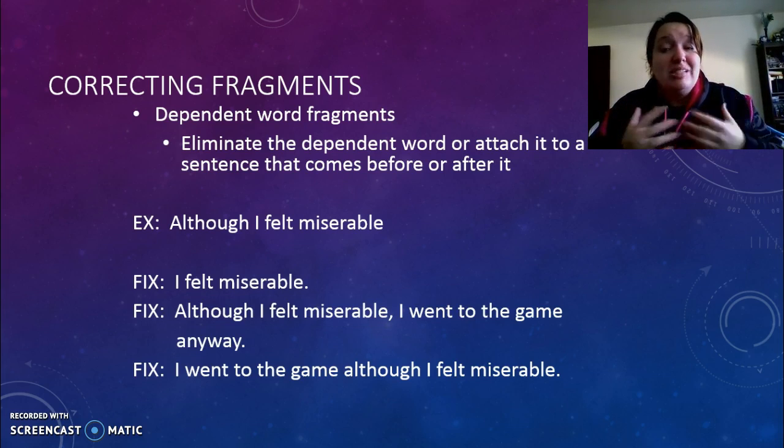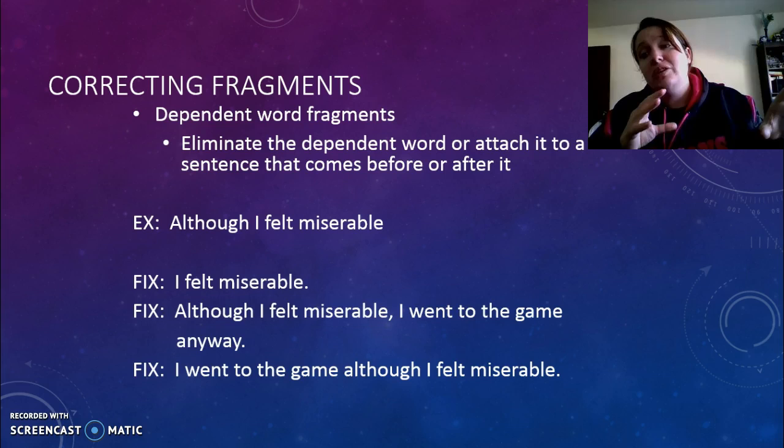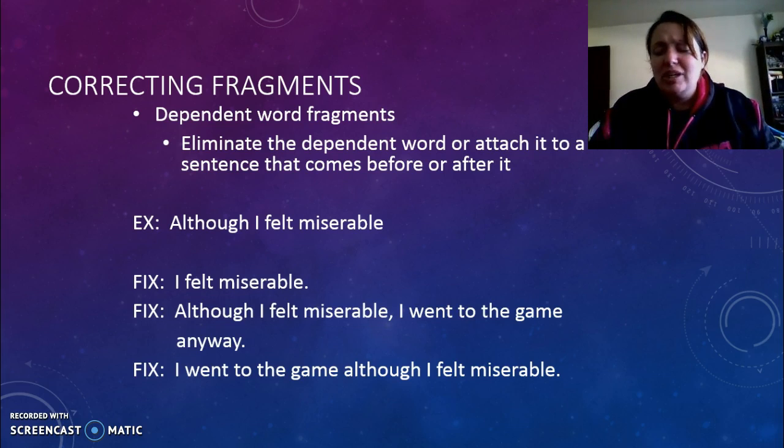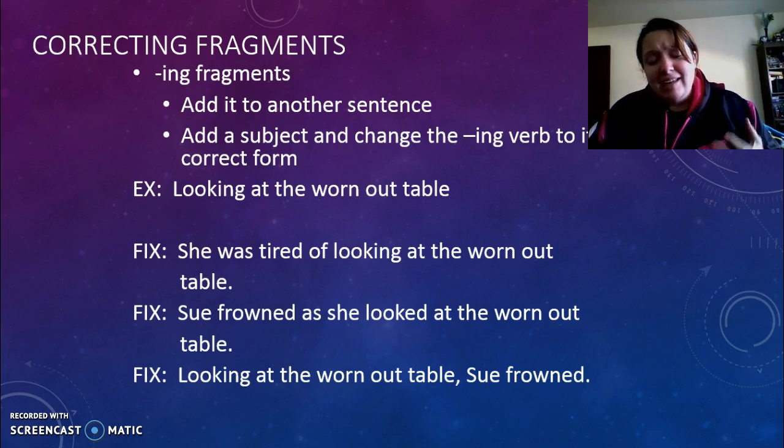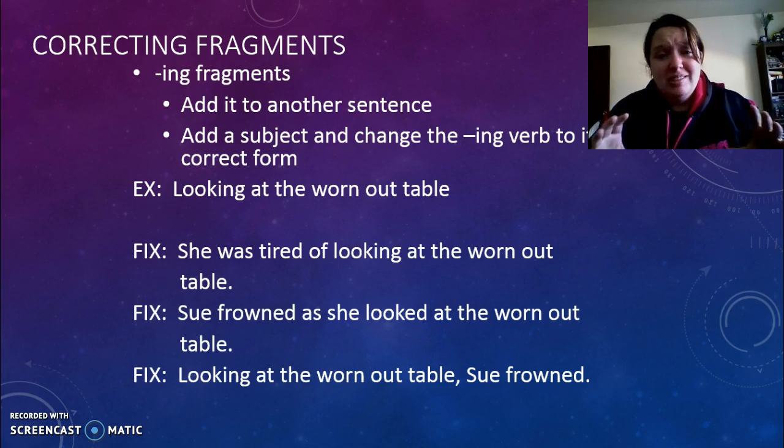A way you can fix almost any fragment is to just attach it to a complete sentence nearby as well. So sometimes that's simpler, especially if you want to keep your ideas together. Okay, sometimes you have ing fragments. INGs, those gerund words, can be really pesky, so just be careful, especially if you start out a sentence with an ing word, and make sure that you're saying exactly what you want to say. The easiest way to fix these is to change it around a little bit and knock off that ing word, or to add it to another independent clause nearby.